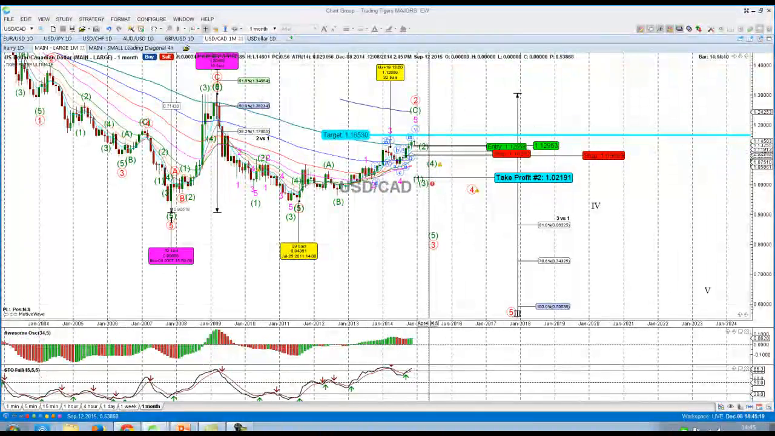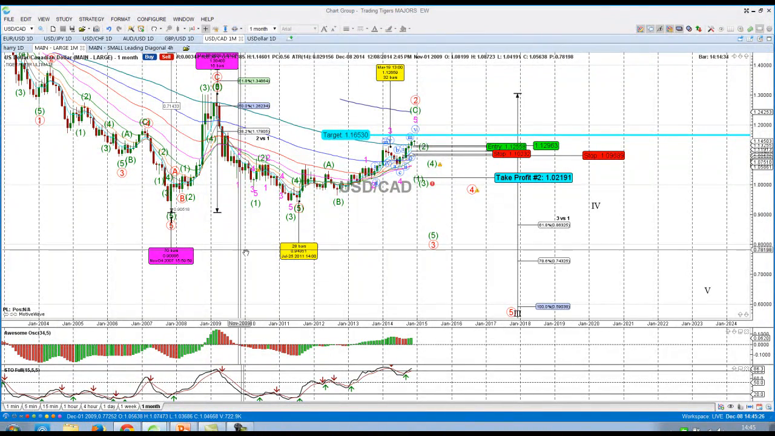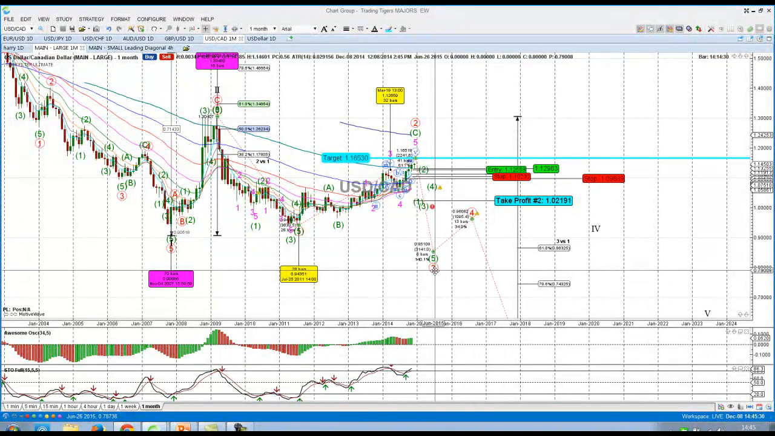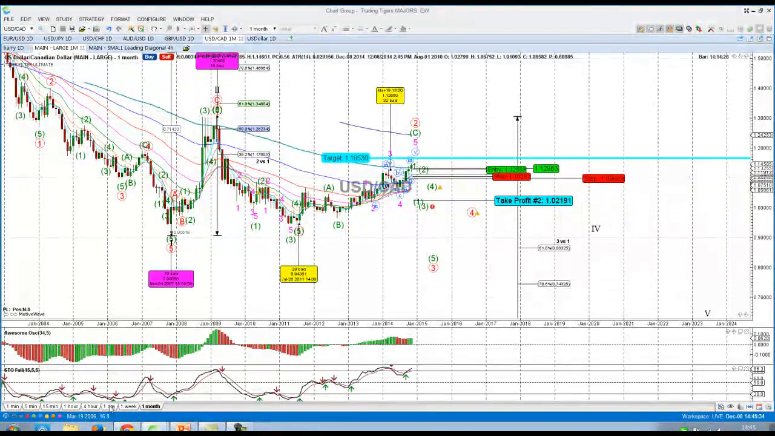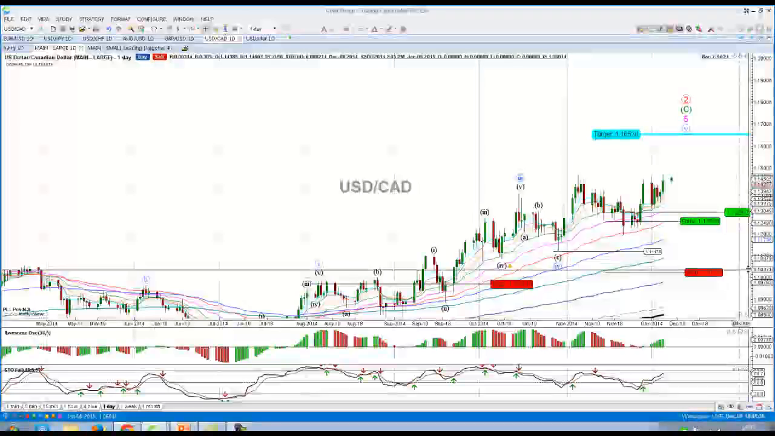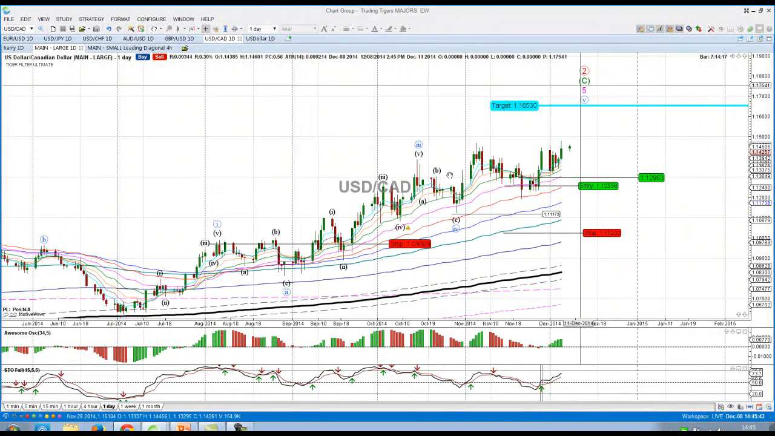When we take the wave 3 down, we're looking for the substructures of the cycle degree. Cycle degree is black and in Roman numbers. The substructures are going to be the primary, which is red in circles, and the intermediate, which is green and in brackets. So here we are, traders. As you can see, the wave 2 hasn't yet completed.